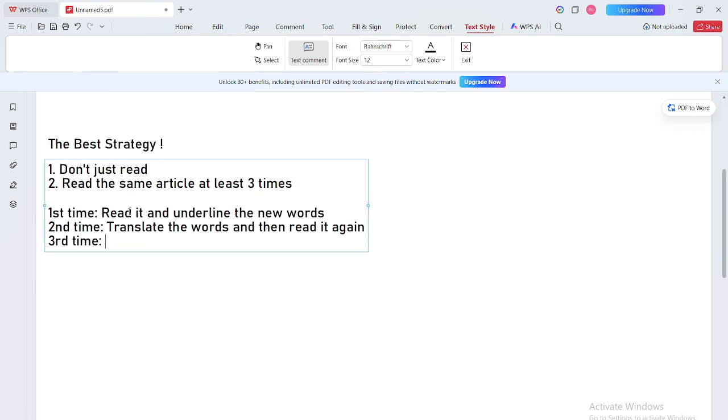In the third time, what you need to do is summarize each paragraph when reading. This is the huge thing. After you have read it twice and you have understood it clearly, you need to summarize each paragraph or two paragraphs. After two paragraphs, just go on and summarize the whole thing and tell it to yourself.